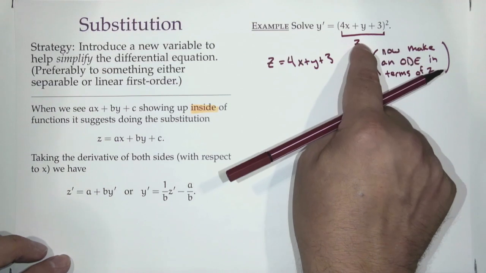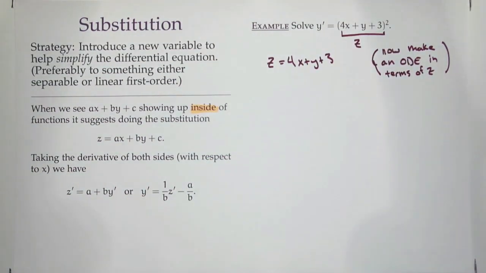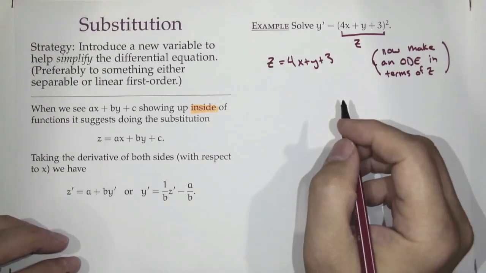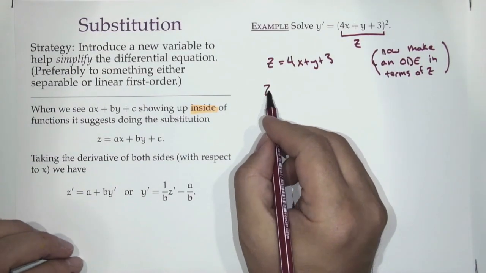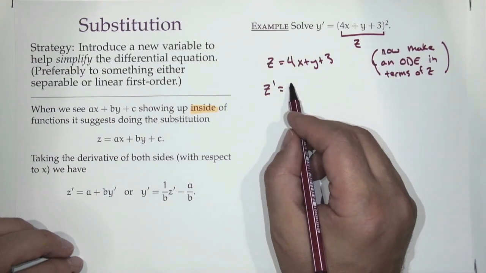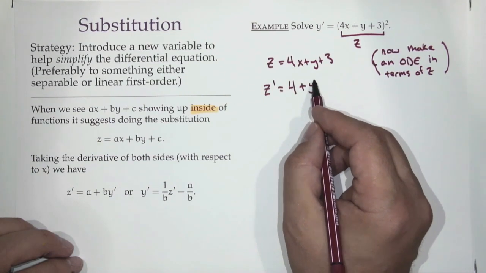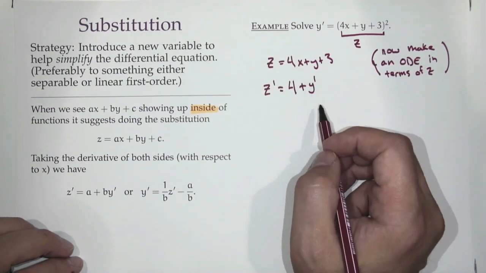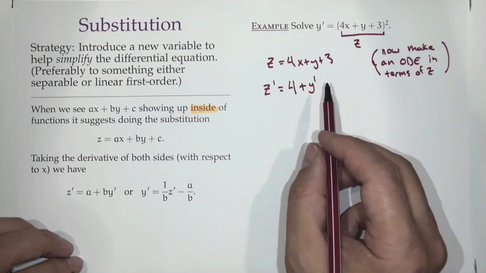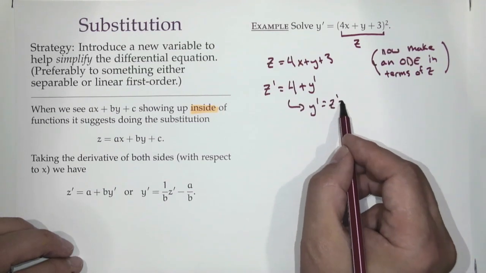So I can't just replace this part. I also have to replace the y prime. Remember, in substitution, you have to update everything. It's not just the function; you also have to update the dx or the dy or whatever it is you're doing. So we take the derivative, z prime. What's the derivative of 4x? 4. What's the derivative of y? y prime. What's the derivative of plus 3? 0. So that says y prime is z prime minus 4.